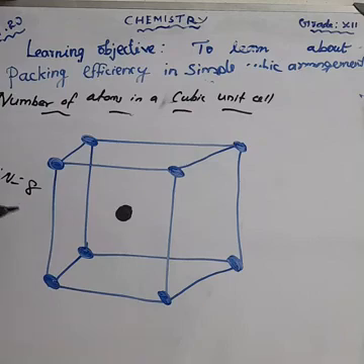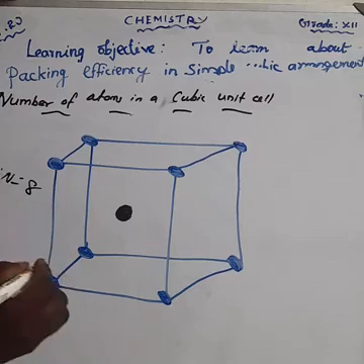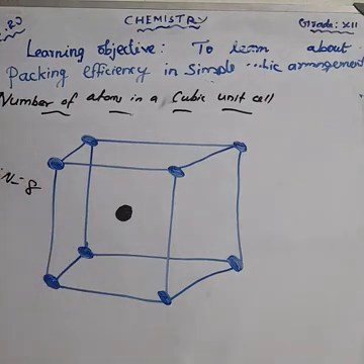An atom present in the body center belongs to only a particular unit cell, that is, it is unshared by any other unit cell. Don't forget the formula for the number of atoms in the BCC unit cell. What is the formula? It is NC divided by 8.